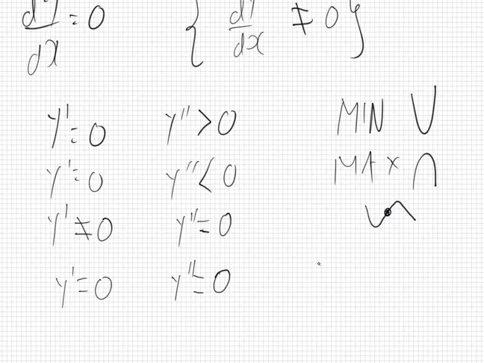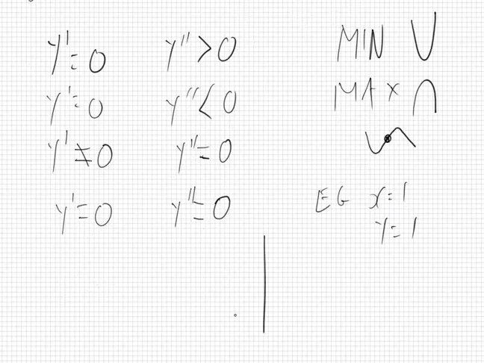So for example, let's say x equals 1, y equals 1. So if I scroll down a bit, I want to know if it's a max or a min. This one here just tells me it's a turning point, but I knew that already. This one here doesn't tell me if it's a max or a min. How can we decide what shape it is if we don't know here?